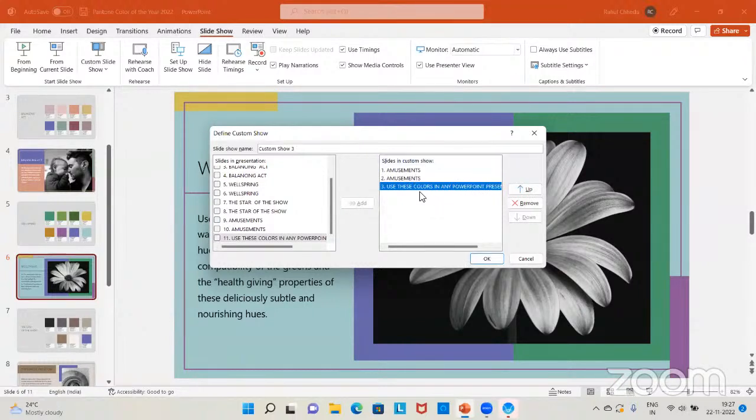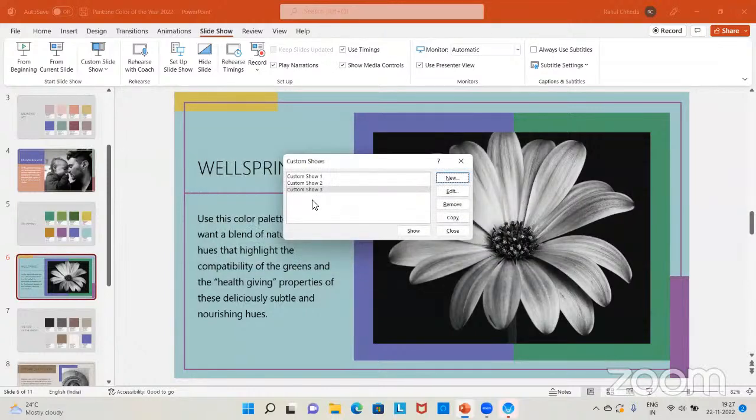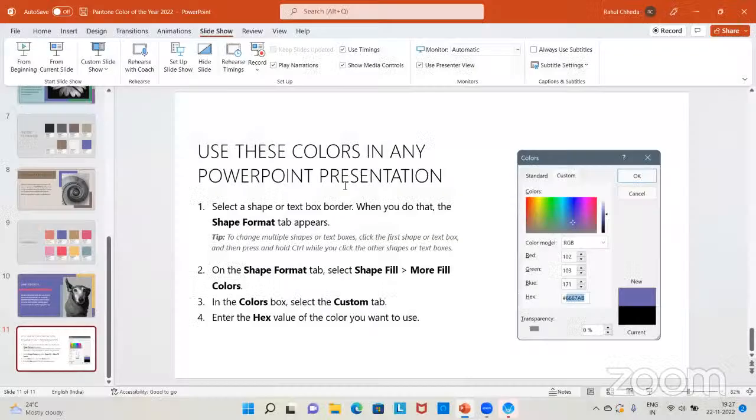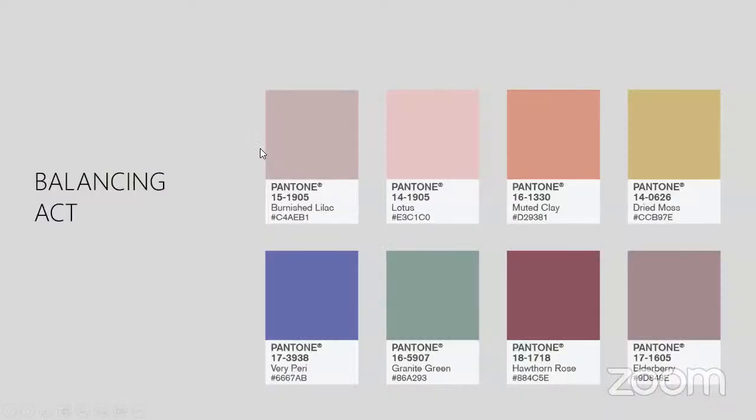If you want to rearrange them, you can also choose the up option. If you want to remove anything, you can use the remove button and then click OK. You will see that custom show 3 is also created here. If you want to show it, you can just click on this and click on the show button and the slideshow will be there. It will present only these 3 slides, not all of them. So in the custom show option, you will now see 3 custom shows. Whichever you want to display, you can just click on it and that will be presented to the audience.